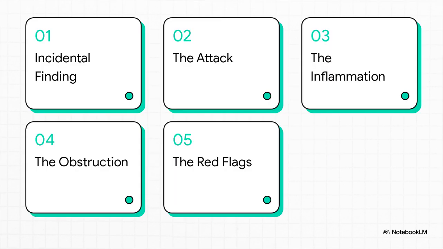Here's how we're going to tackle this. We'll follow a really logical path. We'll start with that silent, harmless-looking stone. Then, we'll see what happens when it starts to cause problems, leading to inflammation. Then we'll follow it out into the ducts. And finally, we'll cover the big-ticket items, the cancers we're always on the lookout for.